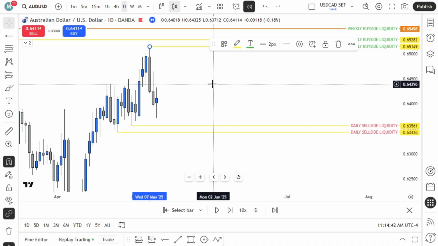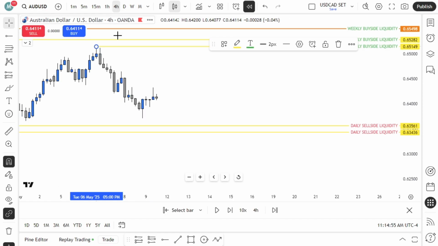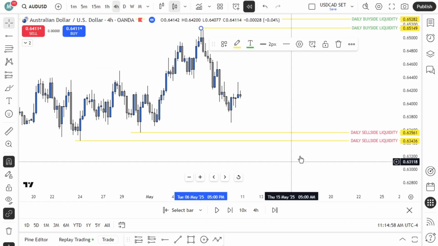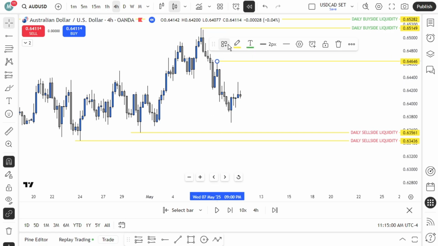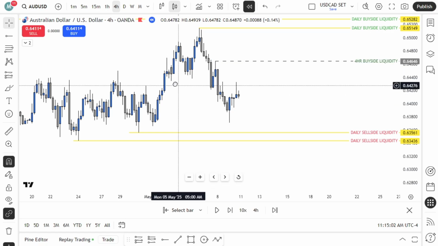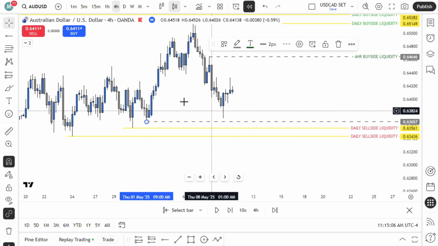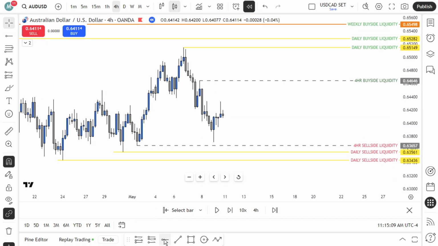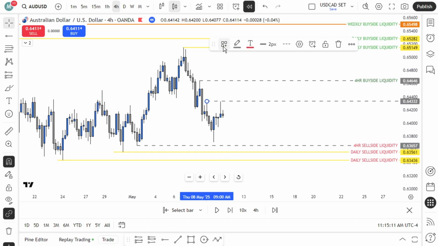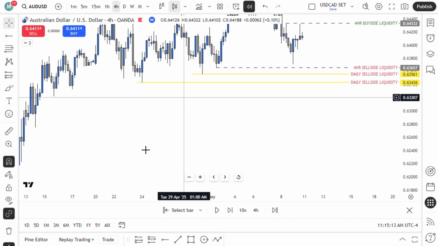Now that we're done marking out the daily time frame, we can look at the last most important liquidity levels that I focus on, and that would be the 4-hour time frame, 4-hour levels of liquidity. We have this 4-hour buy side. We have this 4-hour sell side. We also have this 4-hour buy side.